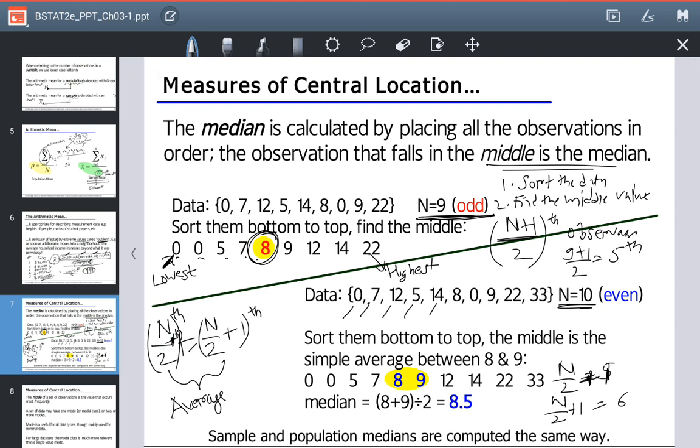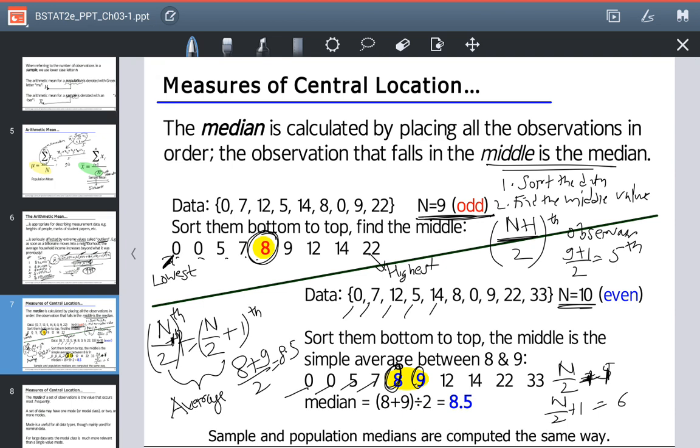Okay, so let me erase these things first, so that I don't confuse anybody here. Let's go back to our thing. So if n is even, it's the n over 2 and n over 2 plus 1th observation, and then we take the average of them. This is absolutely correct. So n over 2 is 5, n over 2 plus 1 is 6. If you first sort the data, the 5th observation is 8, and the 6th observation is 9. So it's the average of 8 and 9, so it's 8 plus 9 over 2, that's 8.5.